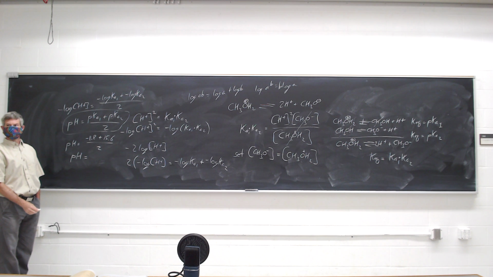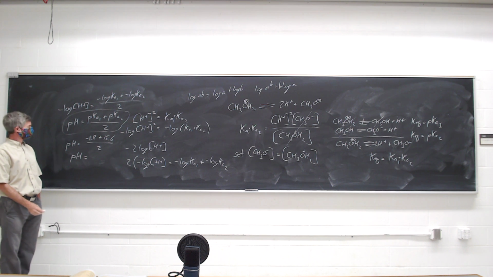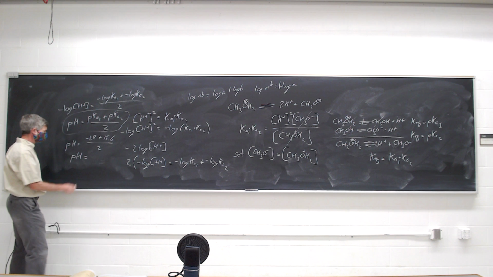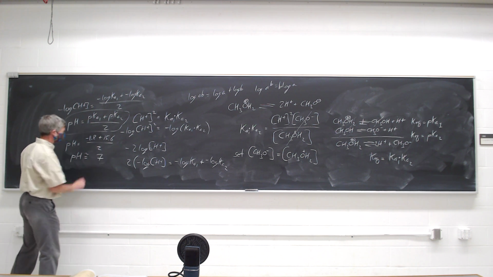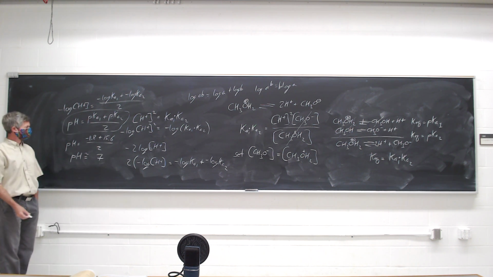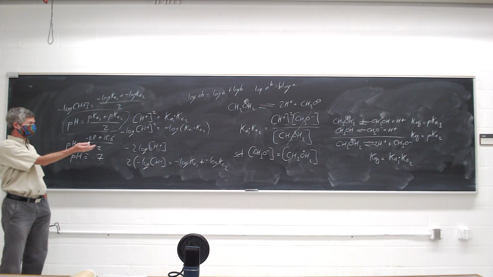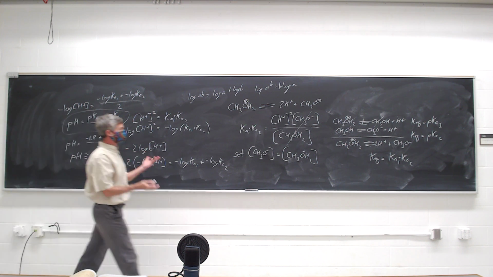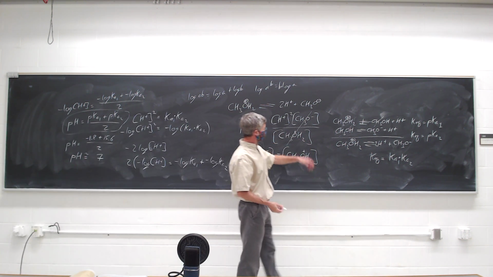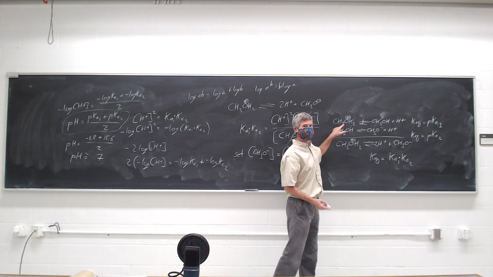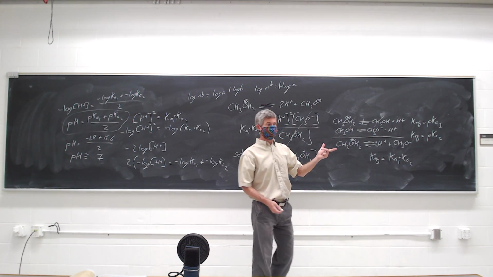And what's that? It's pretty close to 7, right? Really close to 7. Not exactly 7. That would make sense, right? Methanol is a neutral molecule. At a pH of 7, which is neutrality, you would predict that it would be mostly methanol and only a little bit of these two. Right? Because methanol can auto-ionize just like water can.